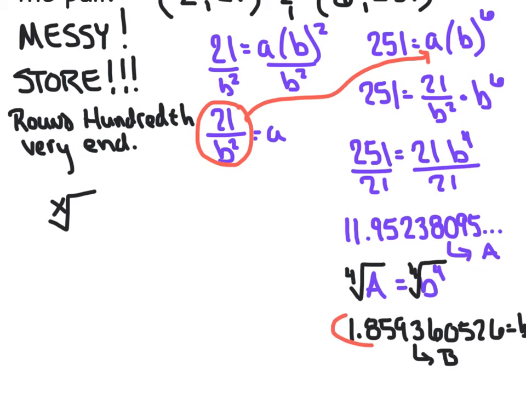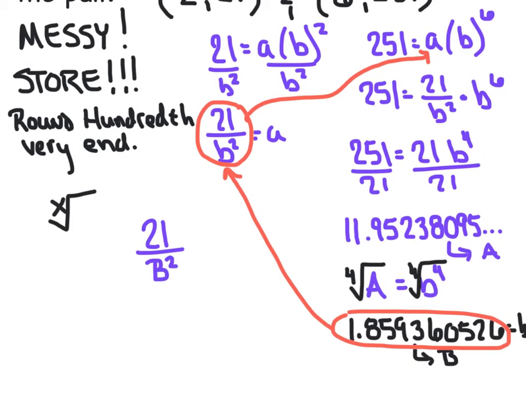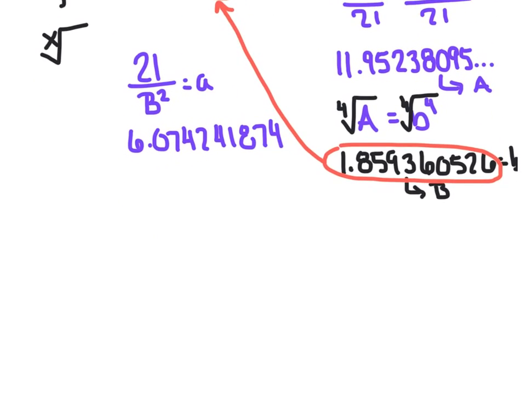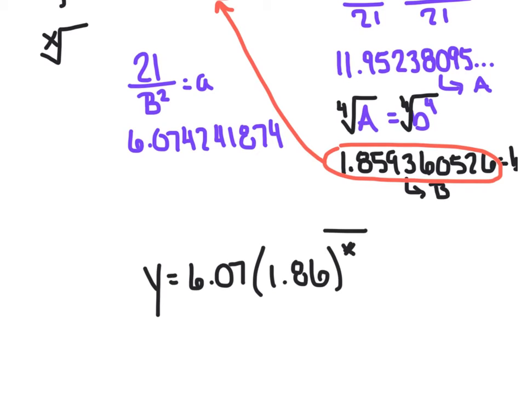Now we're going to grab that value, unrounded, store it in its entirety, and substitute it back up here for b. So now 21 divided by alpha B squared is going to equal a. If I did 21 divided by b squared, I got 6.074241874. We've got decimals coming out of our ears here. Now I'm going to put it all together. They said at the very end when I write my equation I'm allowed to round to the nearest hundredth, so I'm going to say 6.07 times 1.86 raised to the x power, and that's the equation we're looking for here.